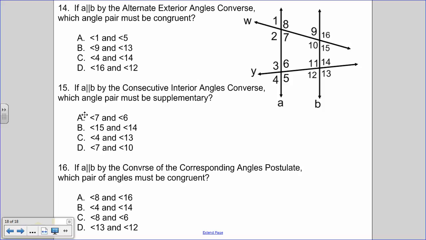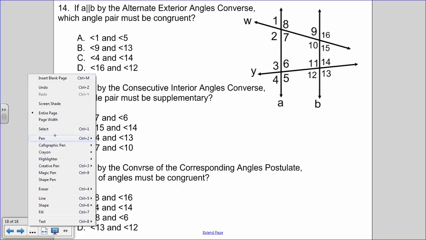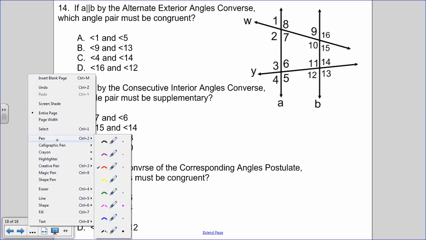Number 14 on this one, it says if A is parallel with B by the alternate exterior angles converse, which angle pair must be congruent? So we need A to be parallel with B. So the two angles we're looking for have to be in the exterior region of A and B.